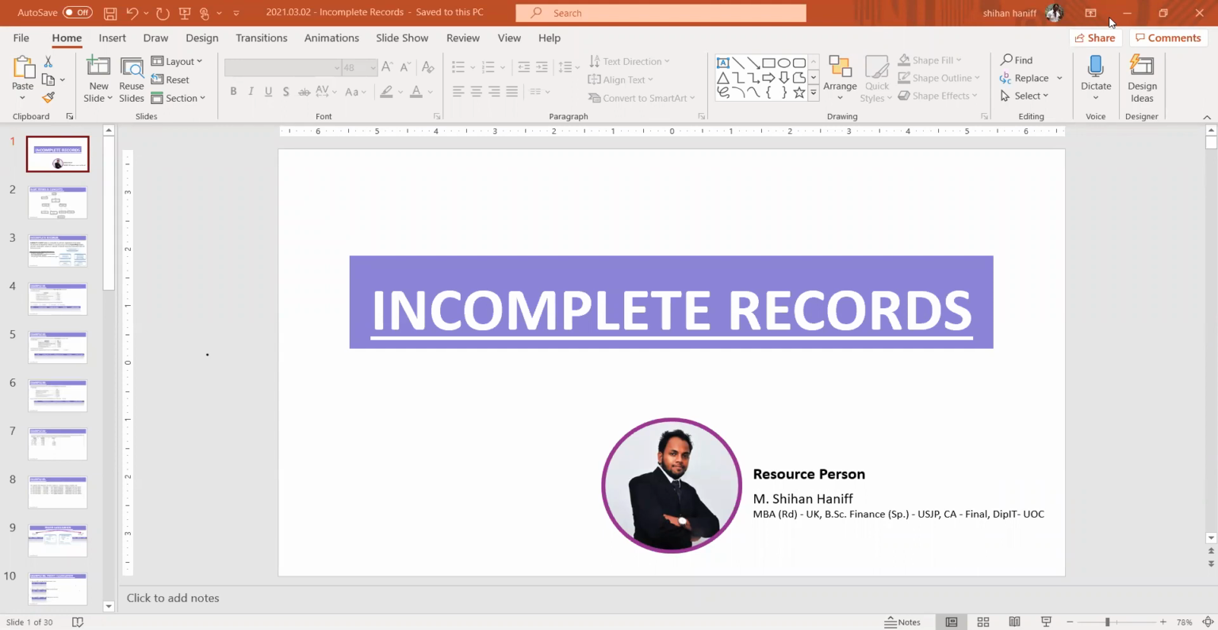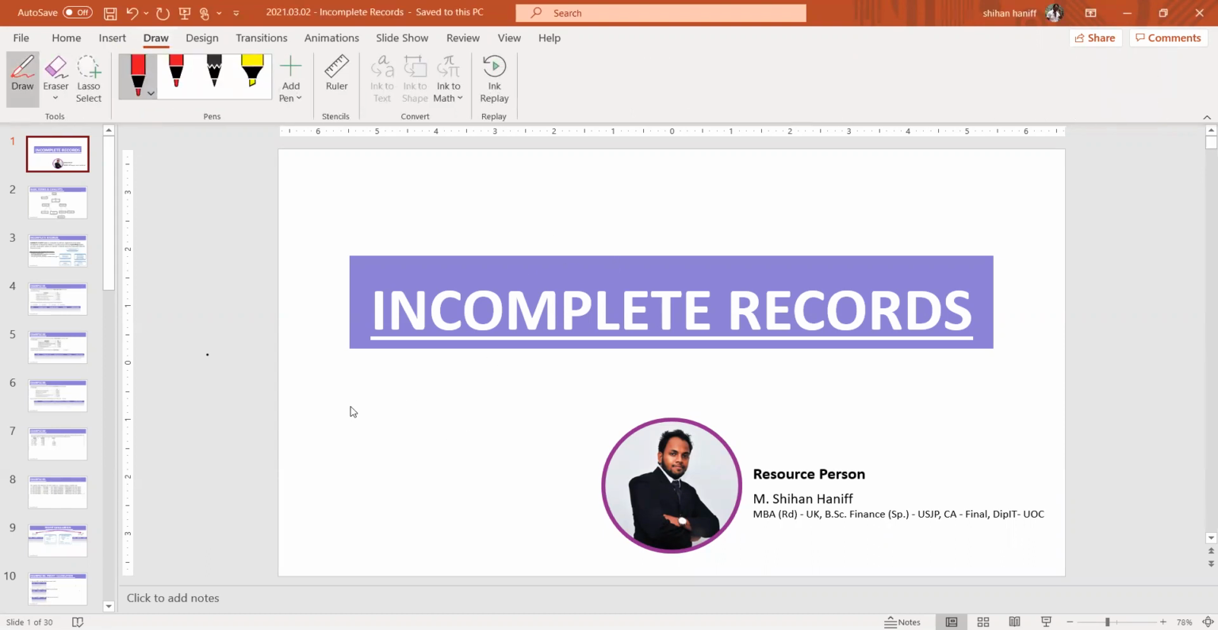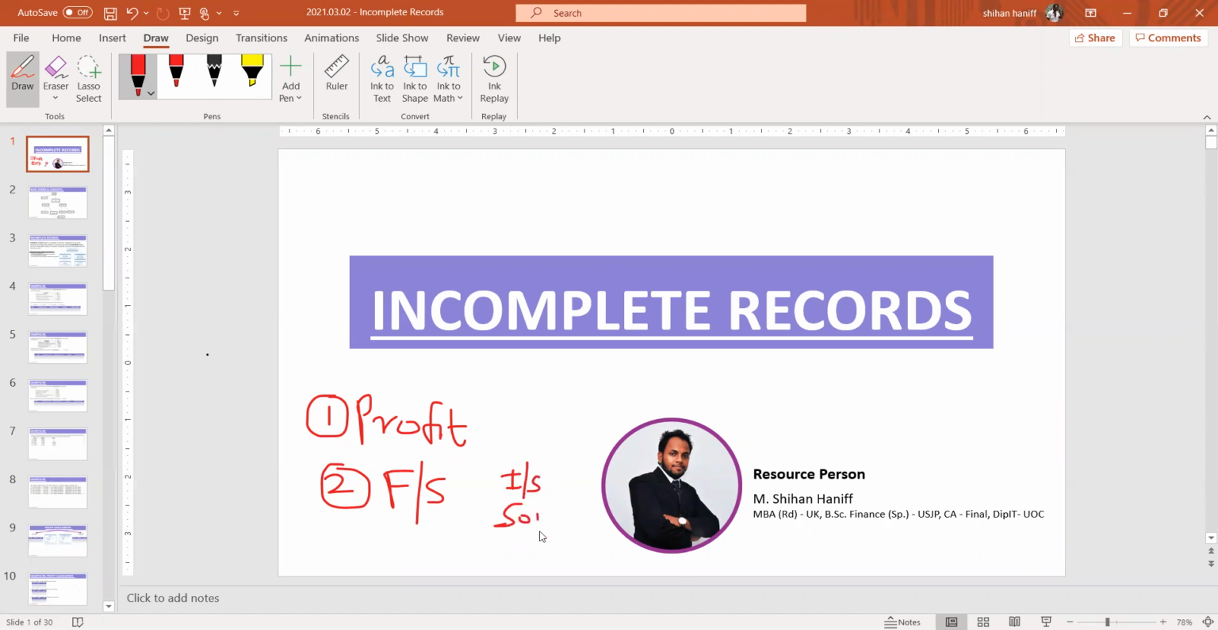So remember, there are two parts. Number one, calculating the profit. Number two, preparation of financial statements, that means the income statement and the statement of financial position, a complete set of financial statements. Today I'm going to discuss the profit calculation part. In the next session, I will discuss the financial statement part.